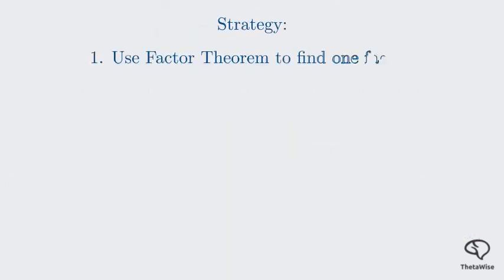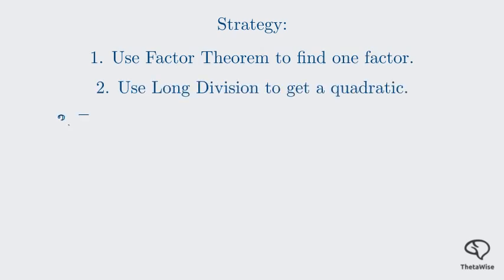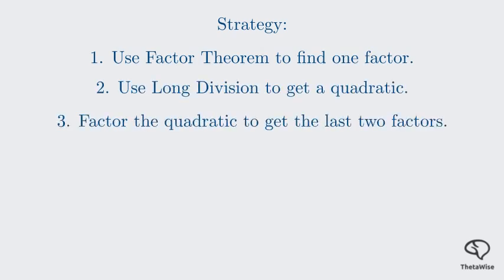To summarize, the strategy is this. First, use the factor theorem to find one factor. Second, use long division to reduce the problem to a quadratic. Third, factor the resulting quadratic to get the last two factors. Now, let's put this theory into practice. We'll work through an example exactly as it appears in your textbook.